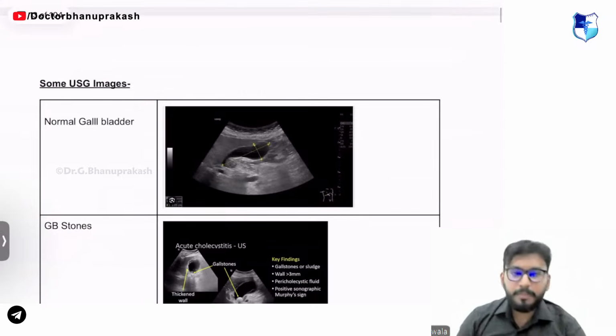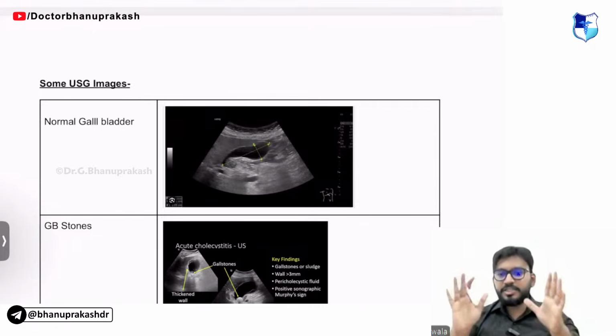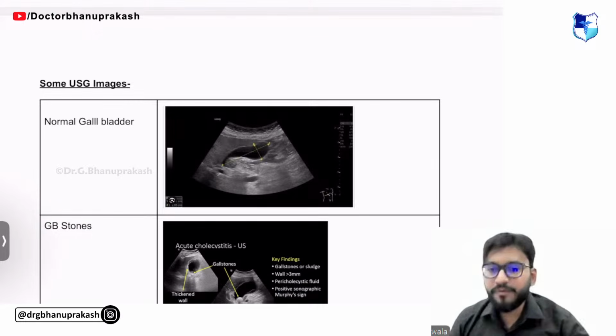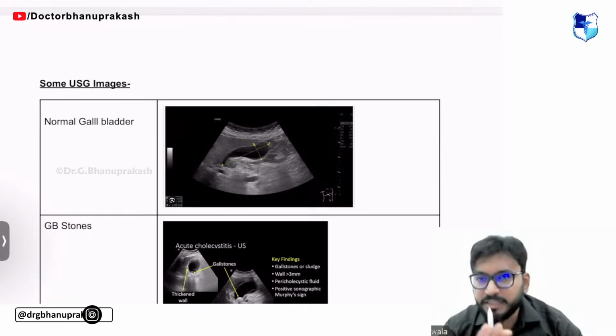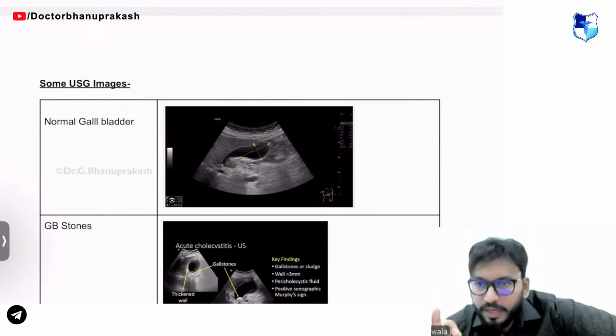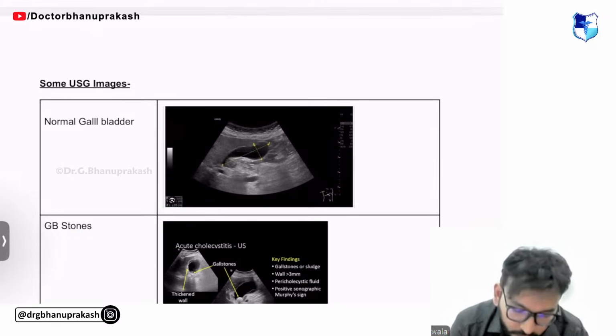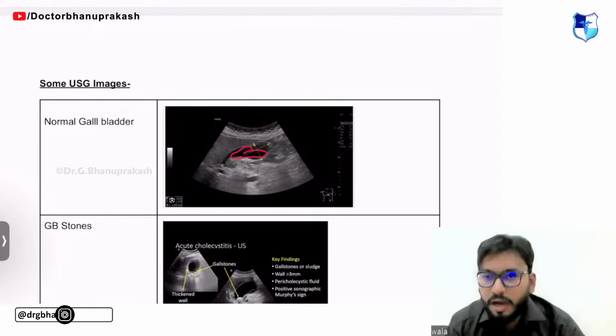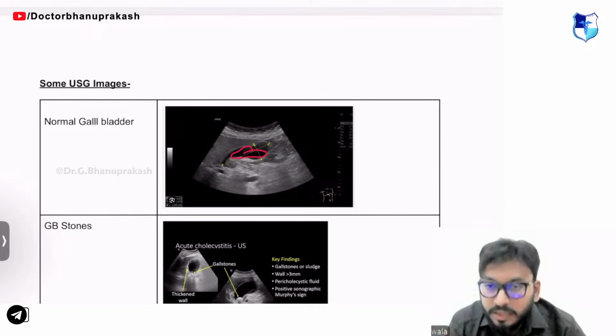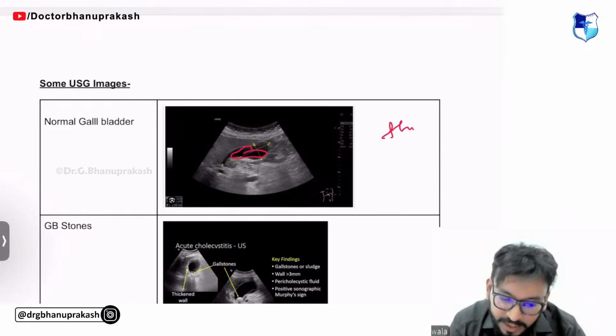Okay, so coming to some USG images, guys, let's just use the basic concepts. What have we learned so far? CAT, pus. Remember CAT, pus. Fluid is friend of ultrasound, air is friend of CT. Let's use that. Look at this structure. Can you see a pitch black inside? This is an ultrasound. What do you think is anechoic or pitch black on ultrasound? It has to be fluid, guys.